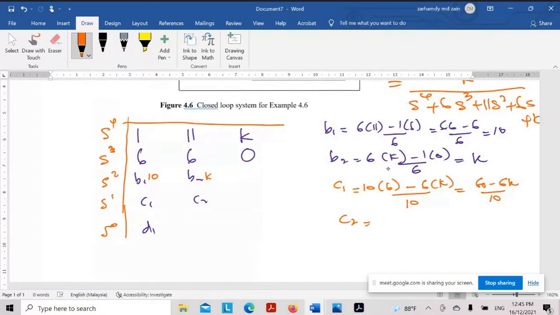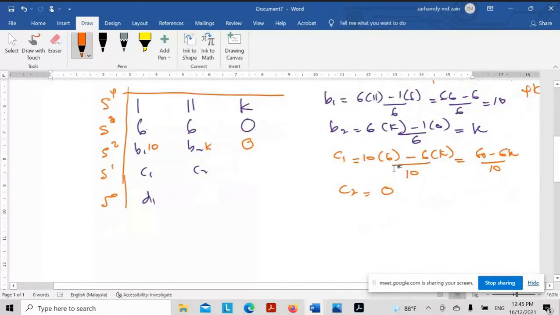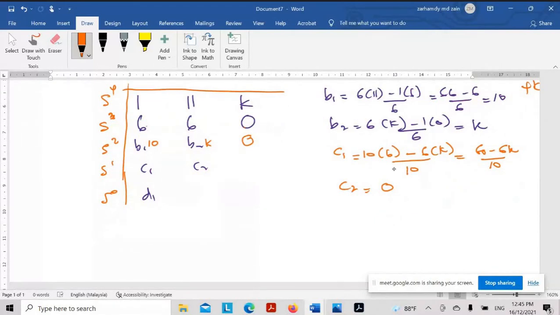Okay, minus 6 multiplied by 0. So normally 0 over B1 is 0. No problem. Okay, so finished. So now we are looking for D1.